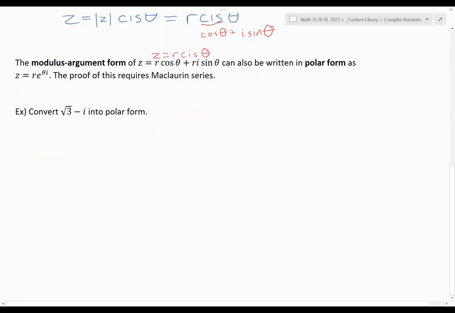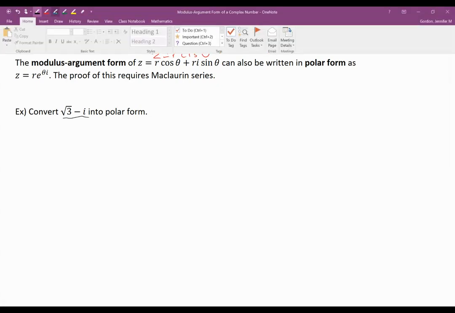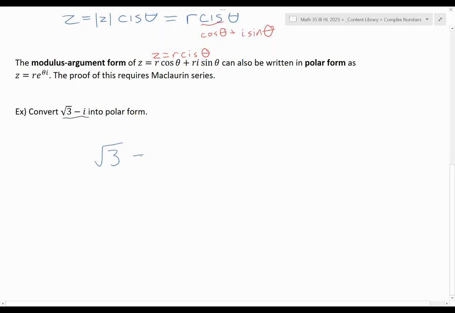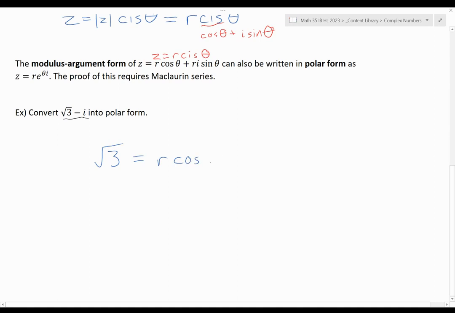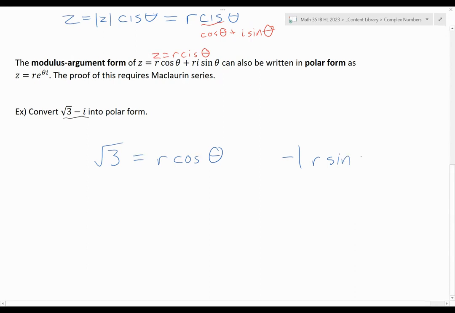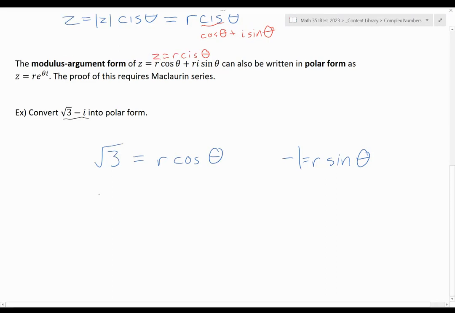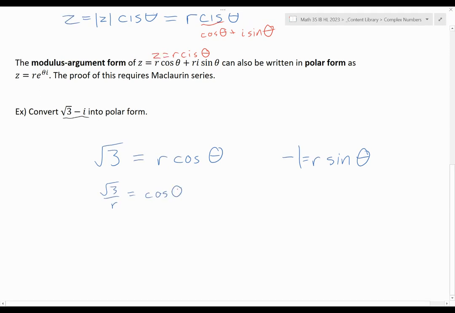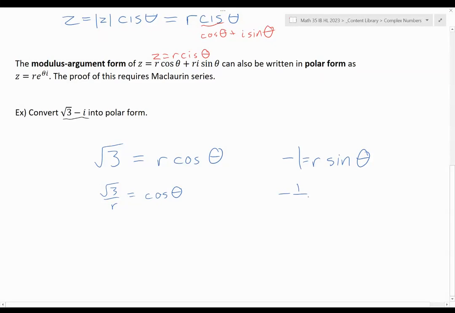So I need to figure out what are the modulus and argument of this complex number. What we're saying is that root 3 has to be equal to r cos theta, and -1 has to be equal to r sine theta. And because we would have to divide by r, that's going to be root 3 over r equals cos theta, and -1 over r equals sine theta.